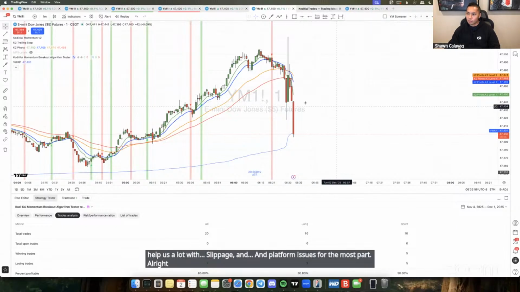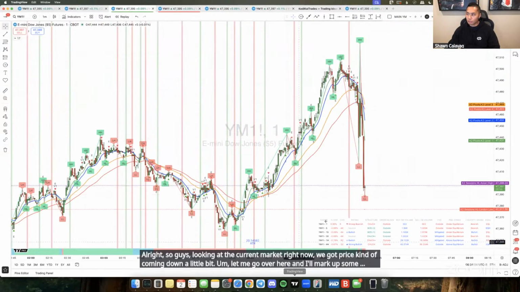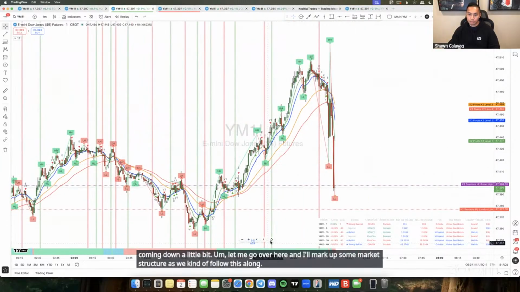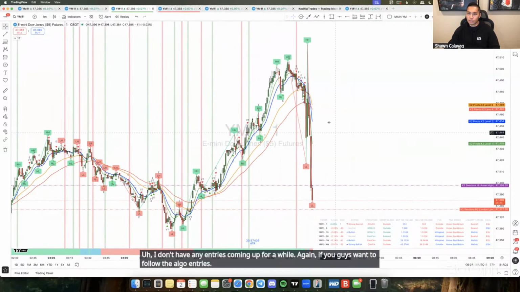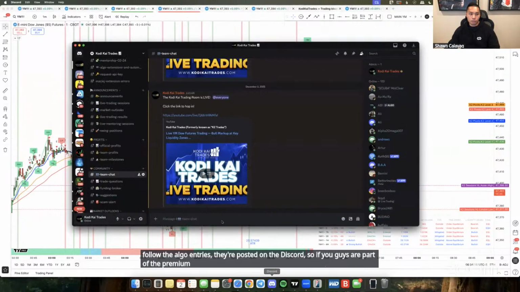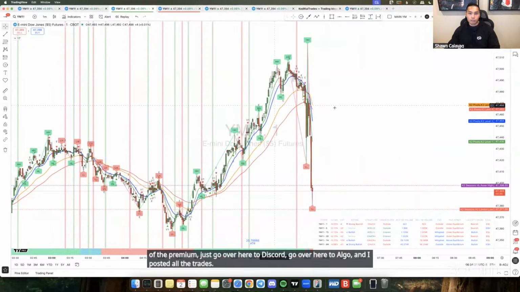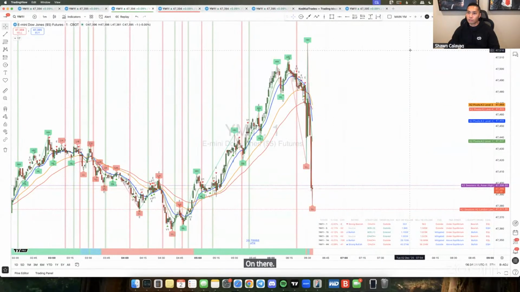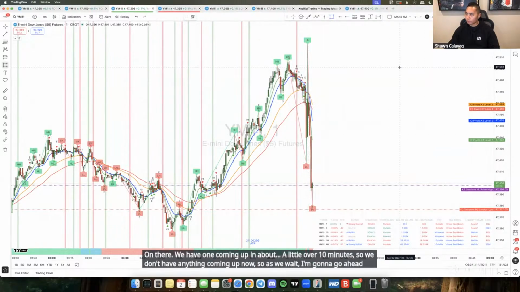All right, so guys, looking at the current market right now, we got price kind of coming down a little bit. Let me go over here and I'll mark up some market structure as we follow this along. Market structure is kind of messy right now, but it's okay. I don't have any entries coming up for a while. Again, if you guys want to follow the algo entries, they're posted on the Discord. If you're part of the premium, I just go over here to Discord, go to algo, and I posted all the trades on there. We have one coming up in a little over 10 minutes, so we don't have anything coming up now. As we wait, I'm going to go ahead and mark up market structure here.